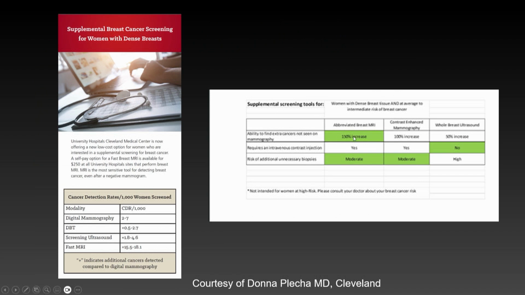To the right is something we created for Sloan Kettering, given the different tests: abbreviated MR, contrast mammography, whole breast screening ultrasound, and what the differences in terms of sensitivities are. So ABMR is a 150% increase, contrast mammo 100, whole breast screening ultrasound 50. What's the risk of false positives or additional biopsies? Moderate with abbreviated MR and contrast, pretty high with your baseline ultrasound, right?